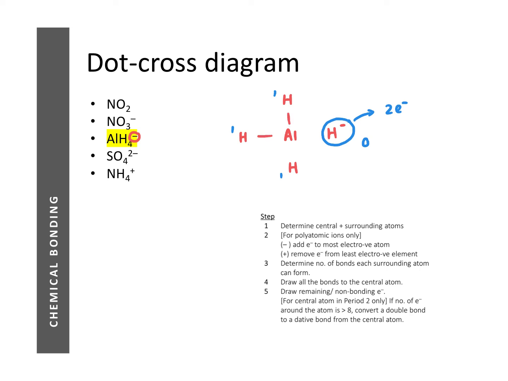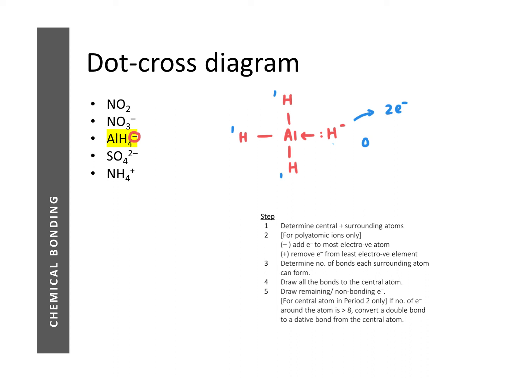So we have this, and in this case, we find that there is no bond between aluminum and the hydrogen that has taken in an electron. That's where the special rule comes in. When you have a case like this, you need to draw a dative bond from the surrounding atom to the central atom. Now take note that hydrogen has 2 electrons over here, so you can draw a dative bond to the central atom. Step number 5 is to draw any remaining or non-bonding electrons.